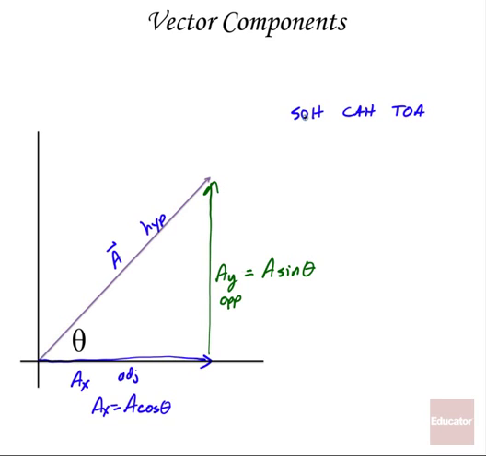Sine of theta equals the opposite side divided by the hypotenuse. Cosine of theta equals the adjacent side divided by the hypotenuse. And tangent of theta equals the opposite side divided by the adjacent. All we're doing is we're finding out what this opposite and this adjacent side happens to be. So we can break up this vector A into components AX and AY that are going to be much easier to deal with mathematically.